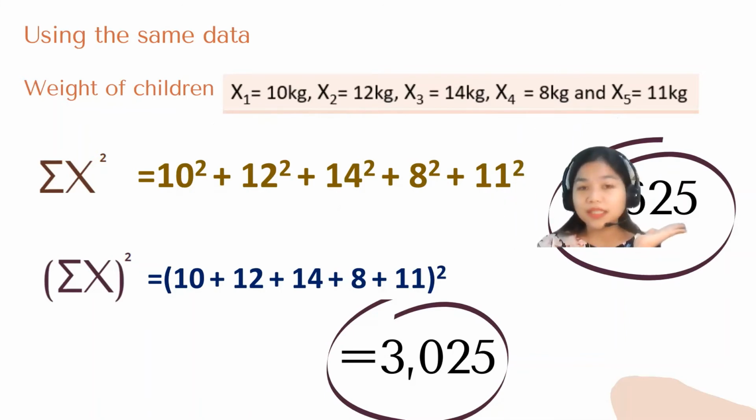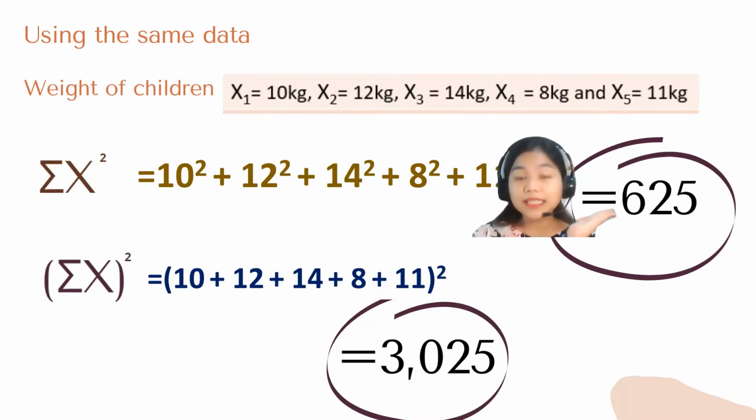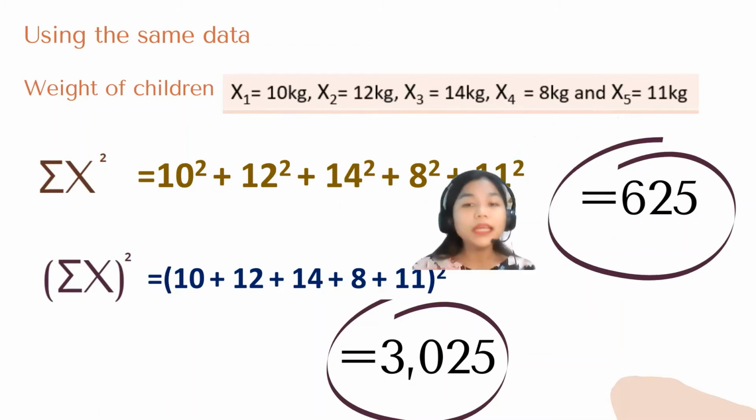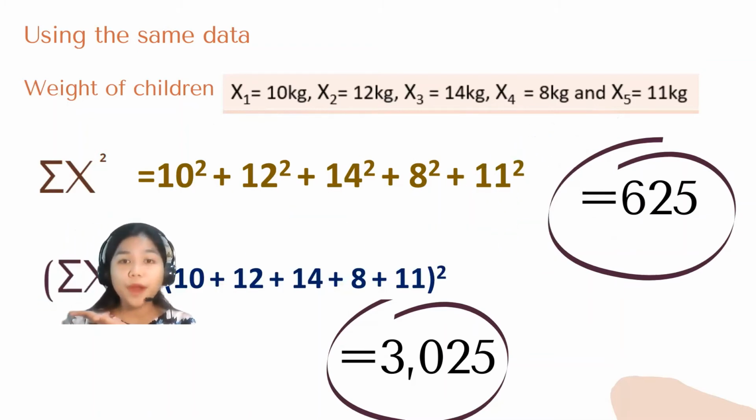That's equal to 625. That is basically the sum of squares. Again, we squared first, then we get the sum. Now let's try to compute for the square of the sum.